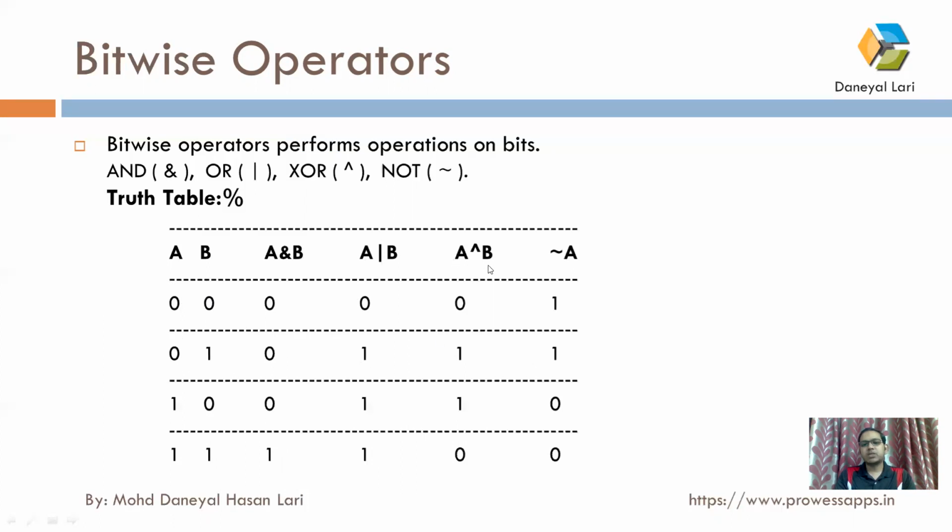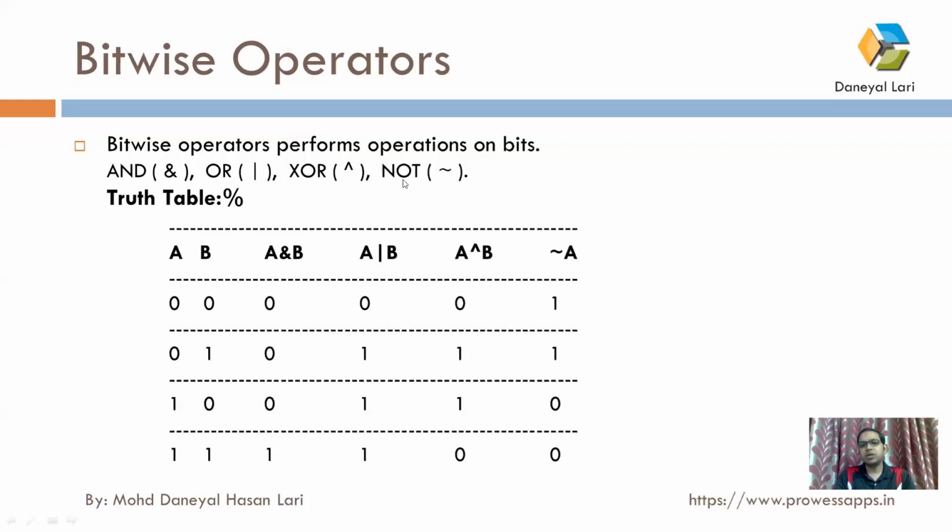If you perform the exclusive OR between the bits, the rule says if both bits are the same, then the result will be 0. So look at here, 0 0, both are the same, then the result is 0. 1 1, both bits are the same, then the answer is 0. And if both bits are different, then the answer will be 1 in case of exclusive OR. So 0 1 is 1, 1 0 is 1.